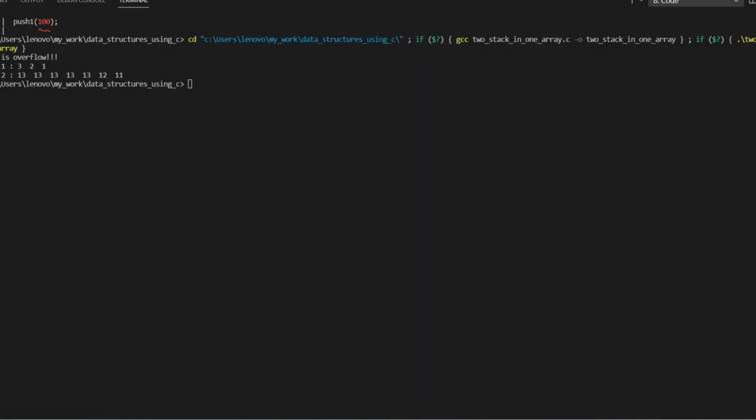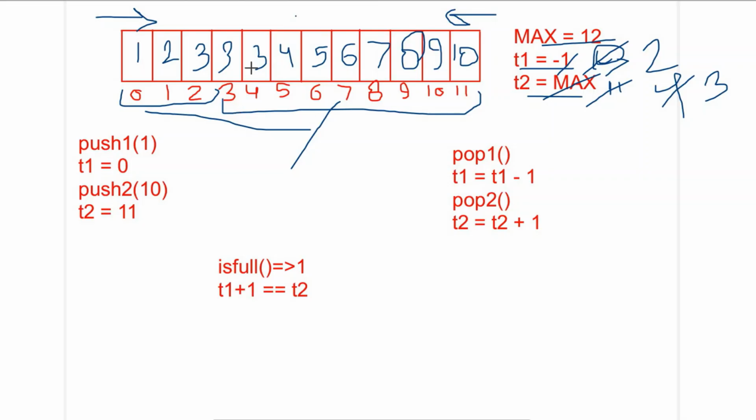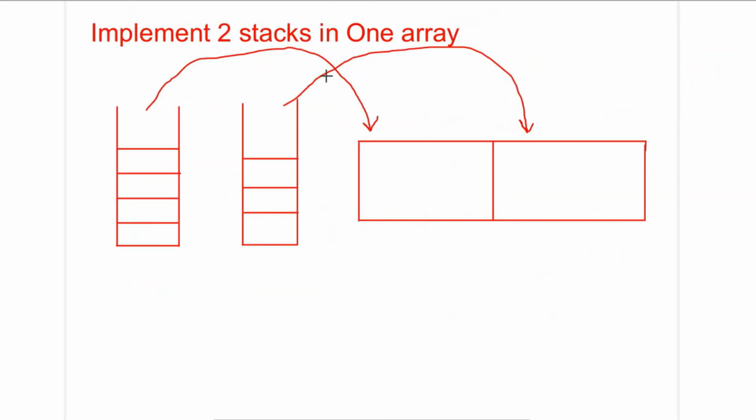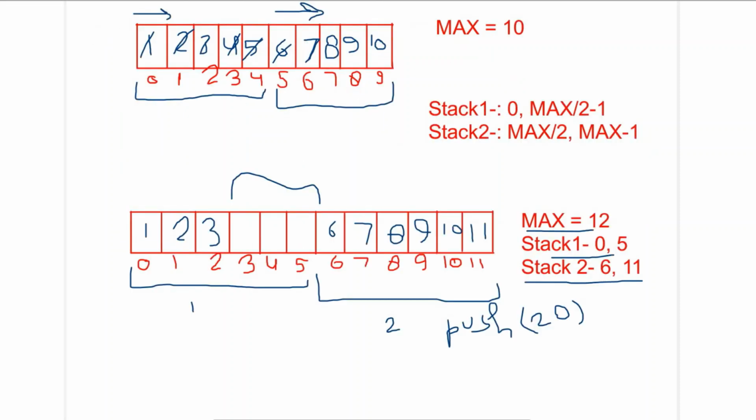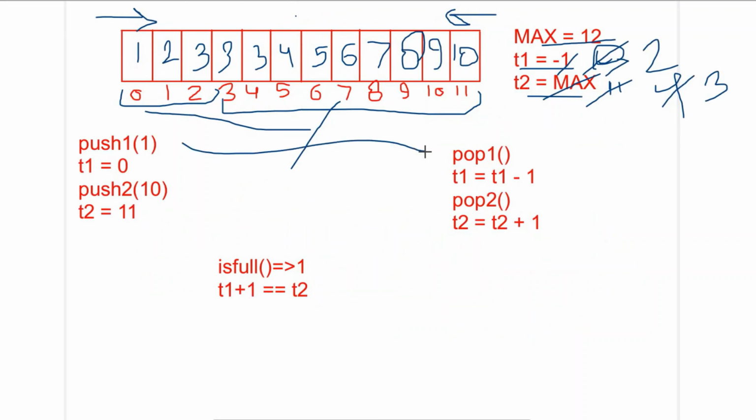Okay, this is how we implement two stacks in one array. You can see by using both the approaches we can implement two stacks in one array. Okay, but I recommend you to use the last one. Okay, it is efficient and we can efficiently use all the spaces of the array, and it is also easier to implement. Okay, hope you understand the concept of this video.